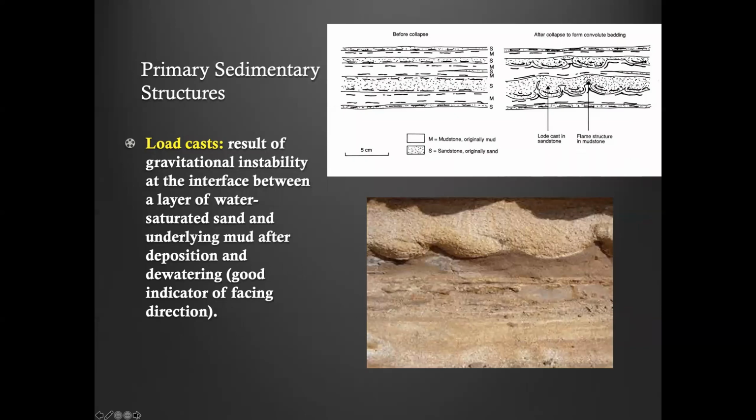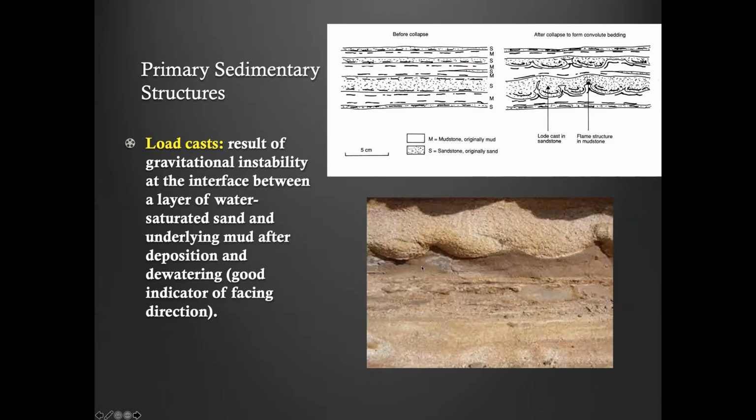There are some other types of primary structures that have to do with gravity and loading. And the first one we have here is a load cast. Again, this is a result of gravitational instability at the interface between a layer of water-saturated sand, this is water-saturated sand before it's been lithified, this is lithified now, and an underlying mud after deposition and dewatering.